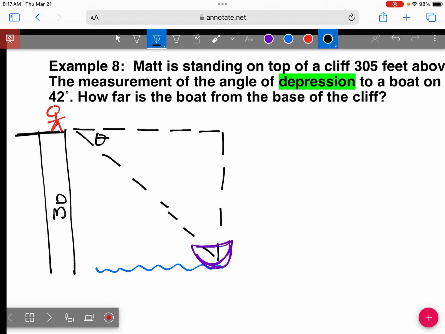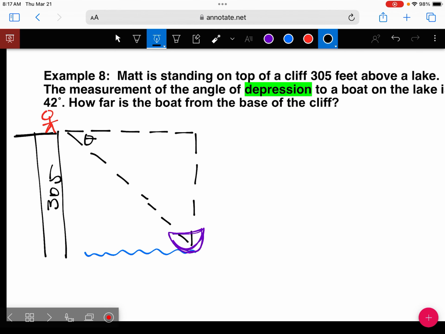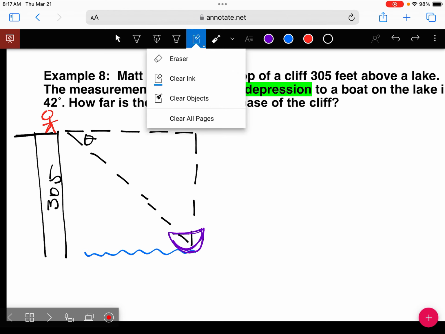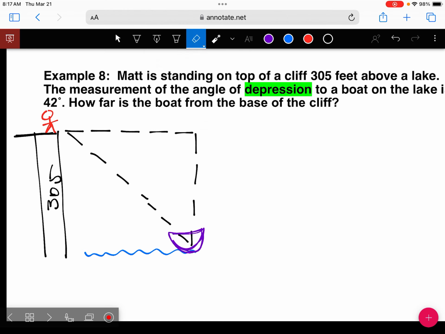So 305 feet go here. And the angle of depression is what? 42 degrees. So let me go ahead and erase. Oops. Okay, that didn't go the way I thought it would. Okay, right here. And that would be 42. 42 would have to go here. And we want to know how far is the boat from the base of the cliff.